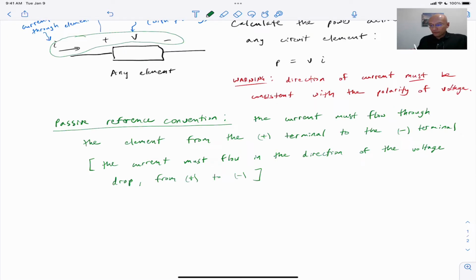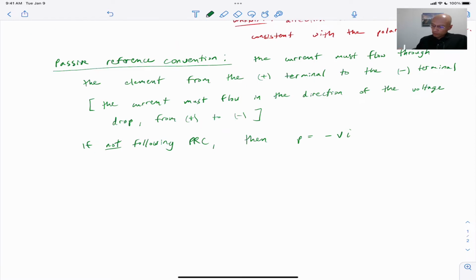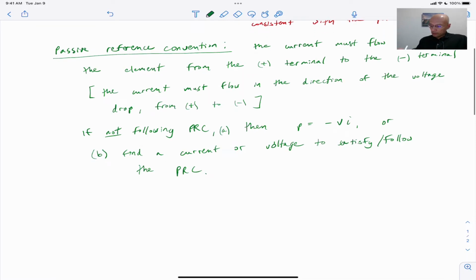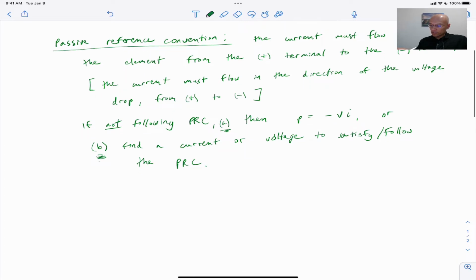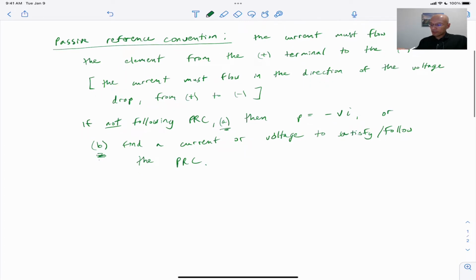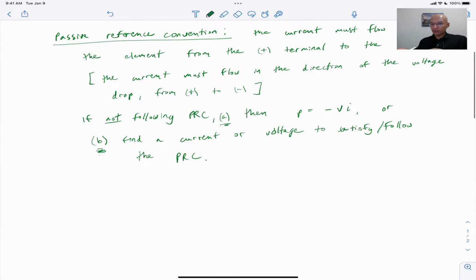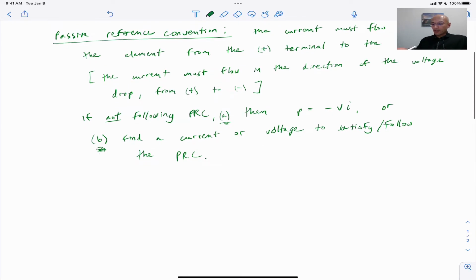The way to handle it if our current and voltage don't satisfy the passive reference convention, the first way, is just to use a minus sign. We'll put here A. There's another option. We've got option A, option B. A is the simpler one, use the negative sign. B is actually equivalent, and we just change the current or the voltage so that we have something that follows the passive reference convention. And you'll see how these are the same.